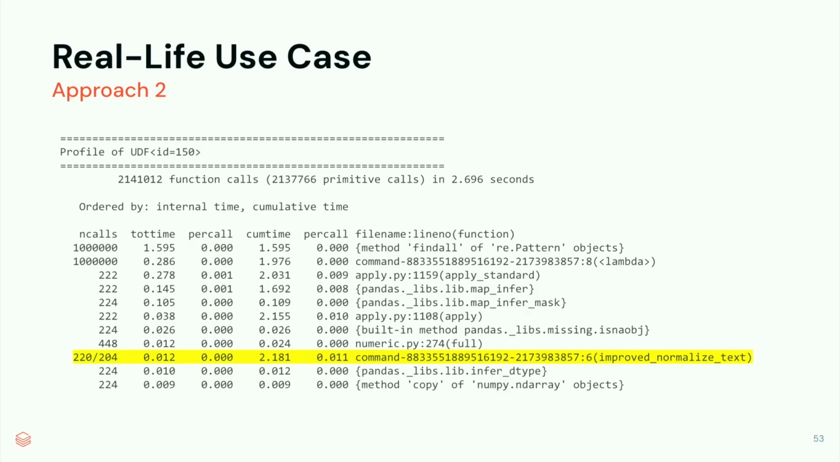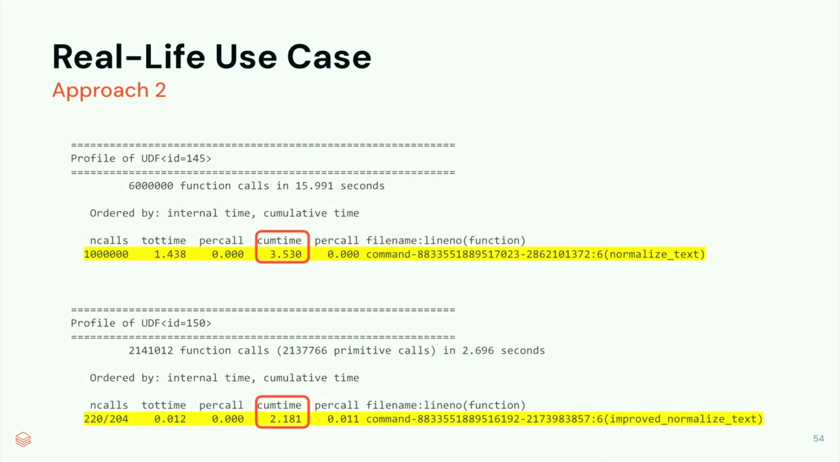In the vectorized pandas UDF case, data is processed in batches, like 5,000 rows per batch here, and it results in only about 200 UDF calls total for the improved normalized text. And the cumulative time is around 2.1 seconds, even though it has the same logic. So by switching from a scalar Python UDF to a vectorized pandas UDF, we reduced the cumulative runtime for the UDF from 3.5 seconds to 2.1 seconds. This example runs only on 1 million rows, but as data scales, the performance gap widens. In this case, a pandas UDF is strongly preferred.